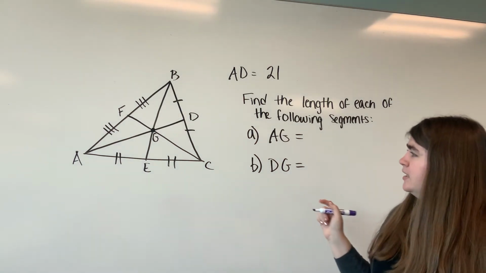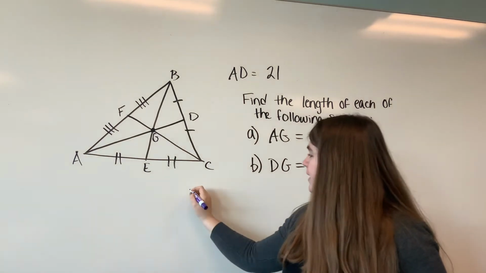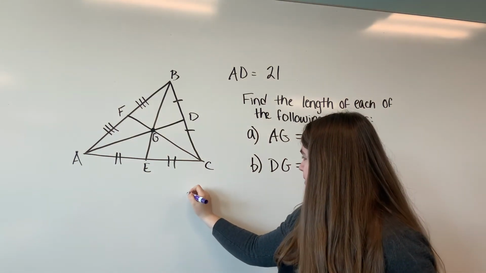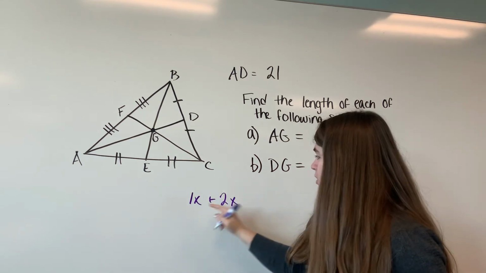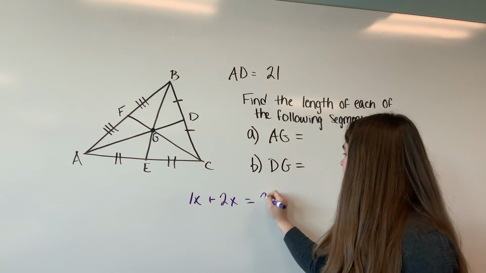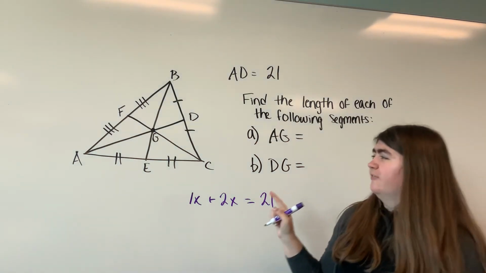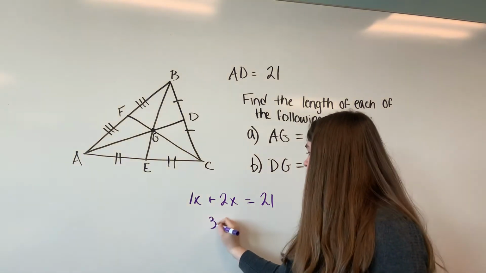So I have a 2-to-1 ratio, this 2-to-1 ratio, so I have 2 parts of something and 1 part of something. So I'm going to solve this as 1x plus 2x. 1 part, 2 parts. And those together have to be 21 because that's the full length of our segment. So really we have 3x here.